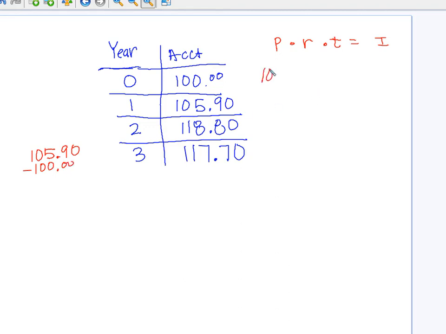So if 100 is what I started with, that's my principal. I'm looking for the rate. I know that in 1 year, I earned $5.90. Now, just solve like a normal equation. 100 times 1 is 100. Instead of multiplying by 100, we divide by 100. So then you just divide $5.90 by 100, and that would give you your rate.